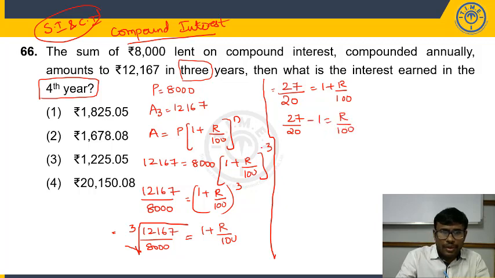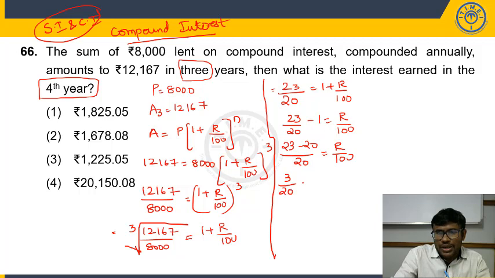Oh, my bad. It is not 27, it is 23. So it is 23 minus 20 by 20 is equal to R by 100. So this 3 by 20 is equal to R by 100. So what is the rate of interest? Rate of interest is 15%.